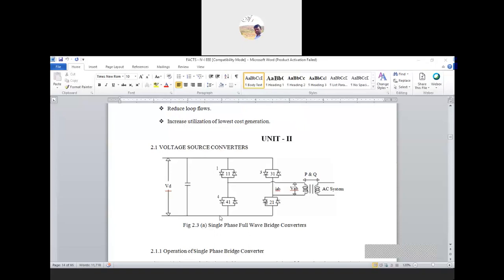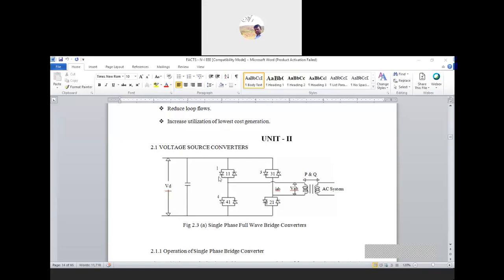So here we are converting the DC voltage into AC. We have single phase and three phase voltage source converters. This is a single phase one, in which we are converting the DC into AC by using the converter.